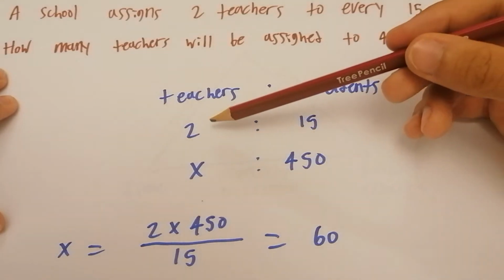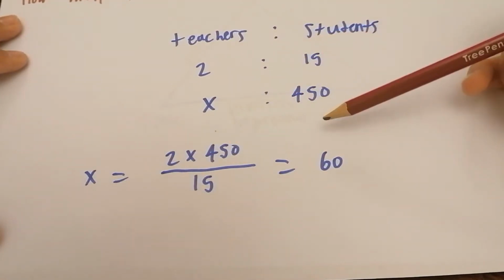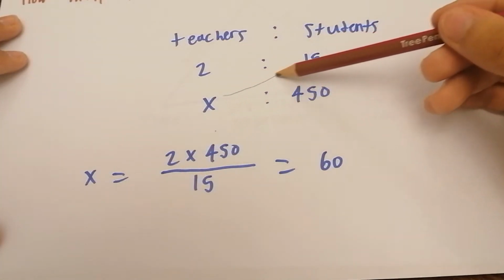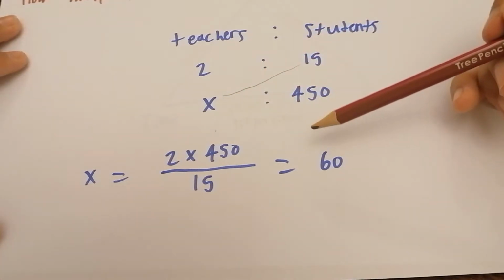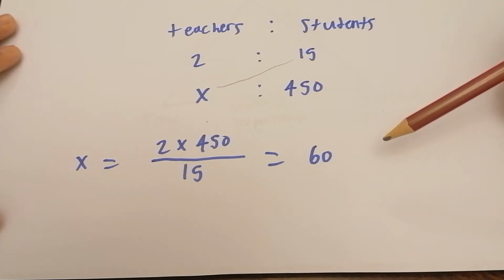Again, we will cross multiply 2 by 450 and divide it by 15. It is divided by 15 because it is diagonal to the variable. This gives us a total of 60 teachers assigned to the 450 students.